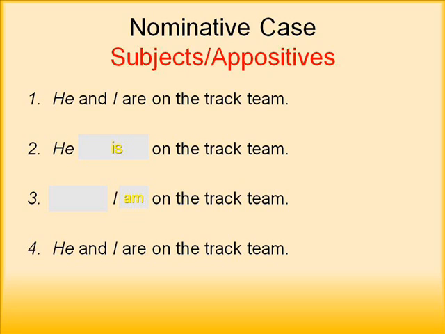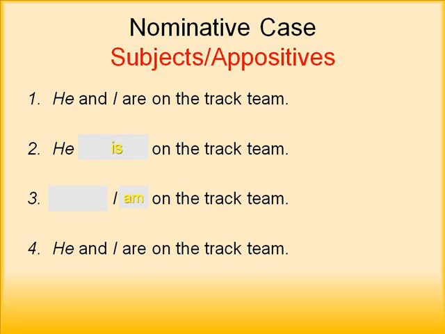You wouldn't say him is on the track team. Then I try my other one, and I want to see, is I correct or is it me? Well, you wouldn't say me am on the track team. You say, I am on the track team. So both he and I sound right when you do them one at a time, and therefore they're going to be right when you put them together, which we have in sentence number 4, and that is correct. You would say, he and I are on the track team.